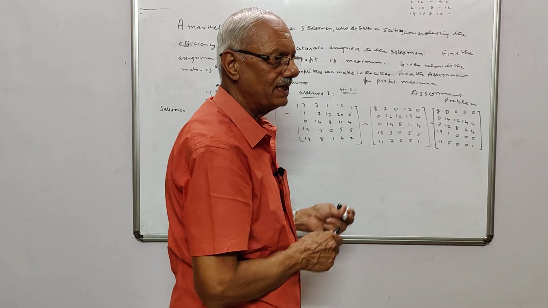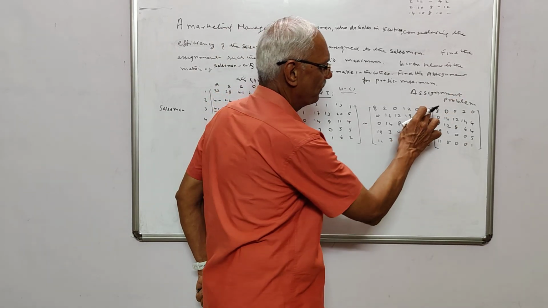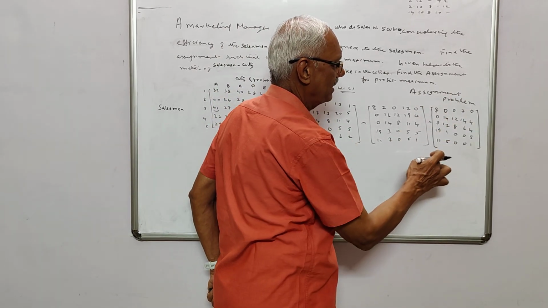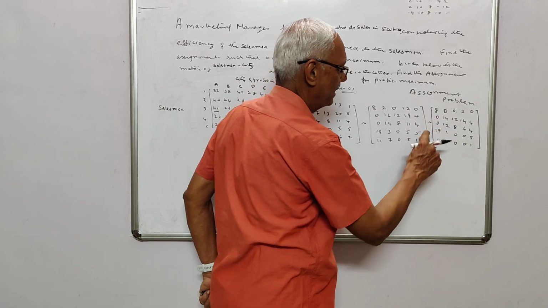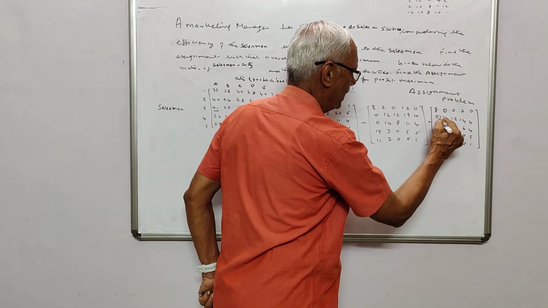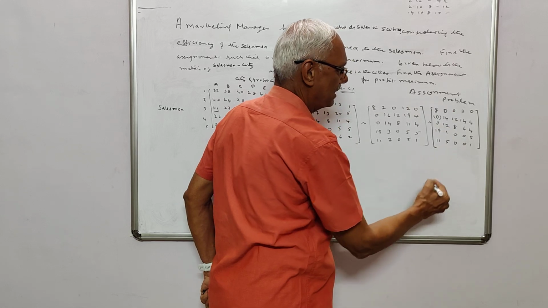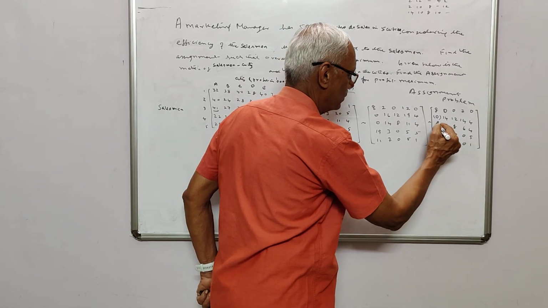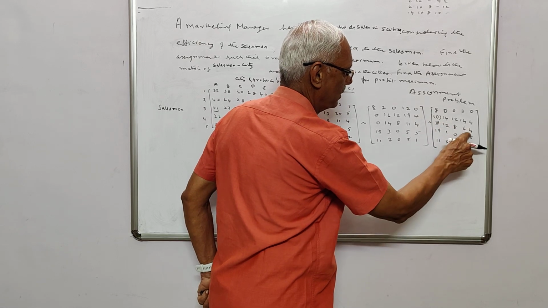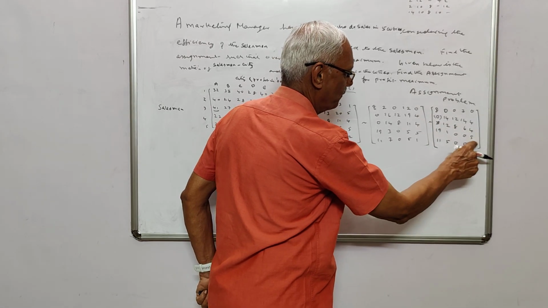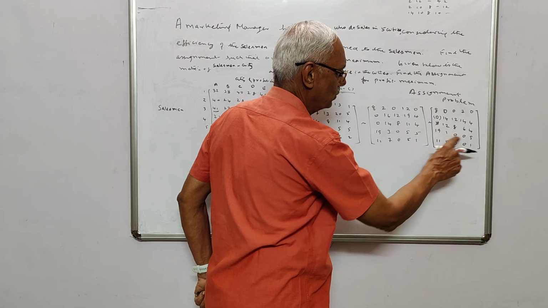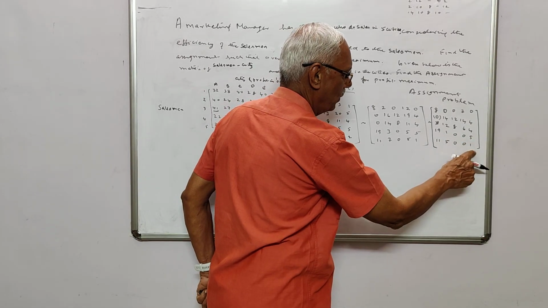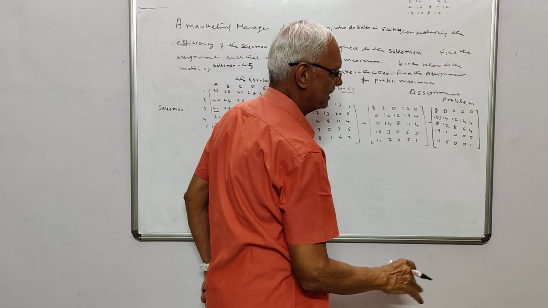Now, start assigning. As I told you, just go for the first row. You will find that there are 3 zeros. Don't assign. Come to the second row. You can assign. Simultaneously cut all zeros down below and also on this one. Now come to the third row. No zeros. Come to the fourth row. No zeros. So 2 zeros are there. Come to the fifth row. 2 zeros are there, so you cannot assign.